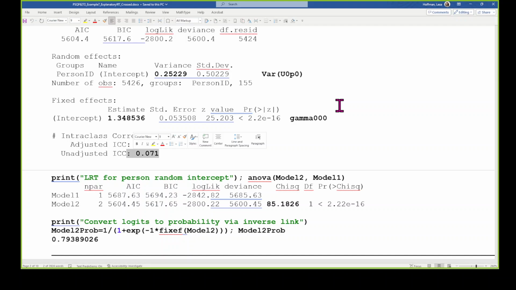Okay, so this is a different context than what we've seen up to this point. Anyone want to take a stab at what this 0.07 is telling us? ICC is the proportion of variance that's between, right? Between persons, in logit scale. In logits, yes. This is accuracy. So 7% of the variance in accuracy is because of person-to-person differences.